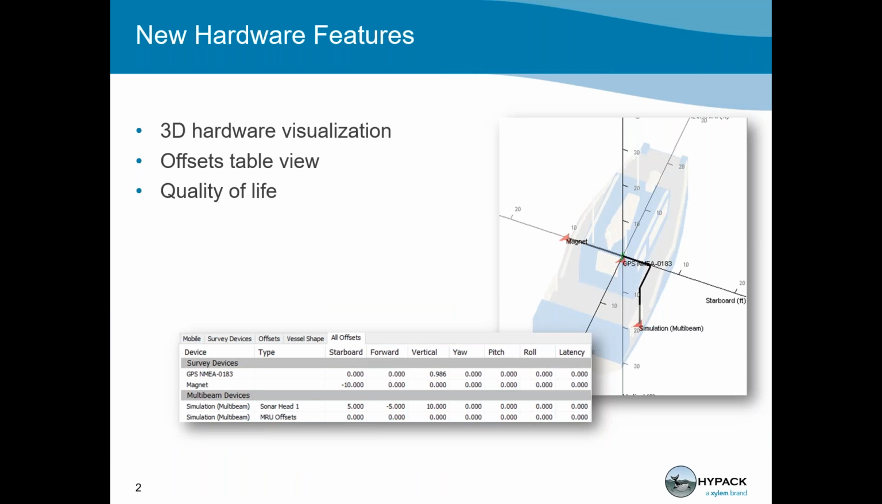So some of the new hardware features include the flagship for the hardware update this year, which is the 3D hardware visualization. You'll be able to see your vessel and the attached devices in 3D. Another big feature is the all offsets table. You'll see the offsets for all of your devices and all of their offset types in one place, and you can edit the values in that table. And we've also had a number of small quality of life improvements just to improve the experience of using the hardware program.